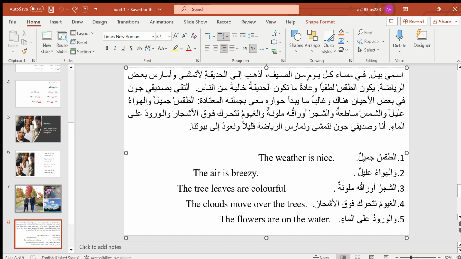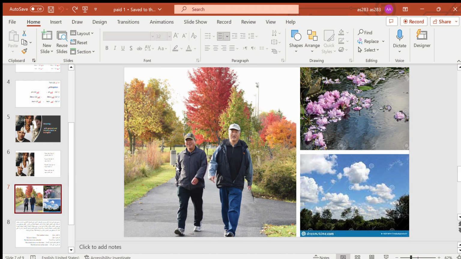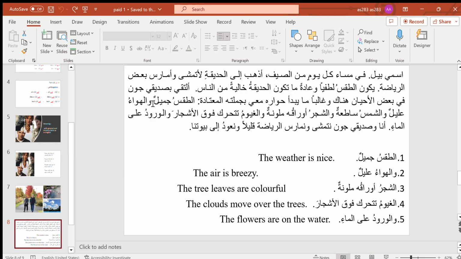Okay, what does he say now about the sun? Since they are wearing their caps here, this means that the sun is shining. الشمس ساطعة, which means the sun is shining. Okay, what about the trees?